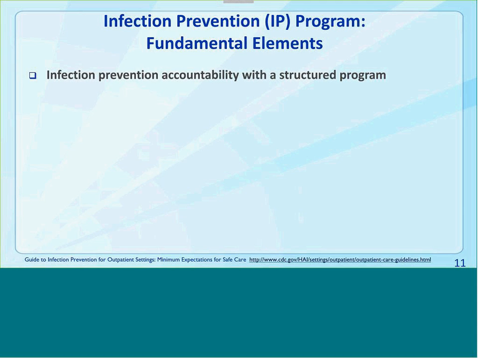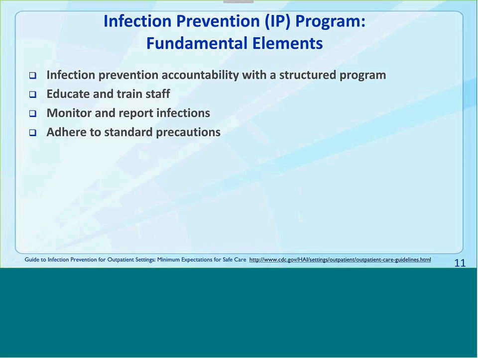We want to have a program in place. What are the fundamental elements that we need to have in that program? First, we need to have somebody who's accountable for infection prevention. We need to have a structured program, and that program needs to have accountability. We need to make sure that we educate and train our staff. We need to monitor and report infections. And we need to make sure we adhere to standard precautions.